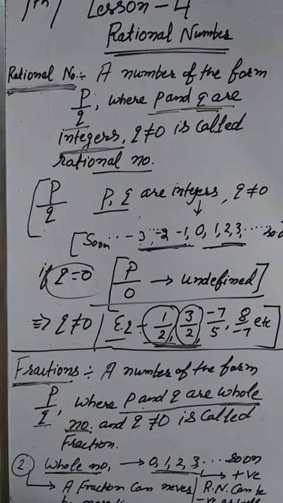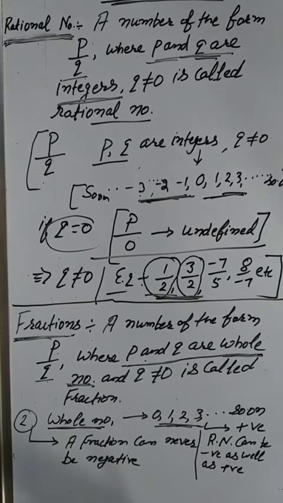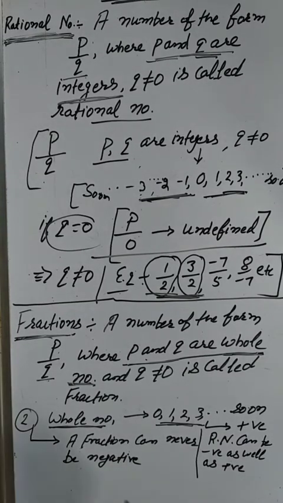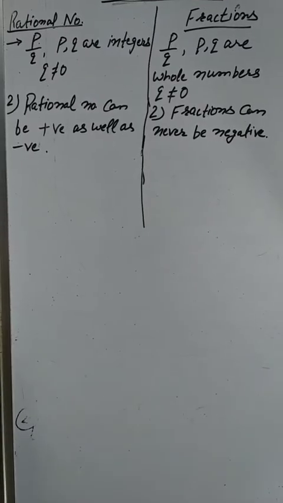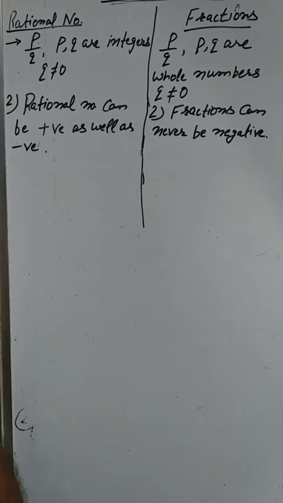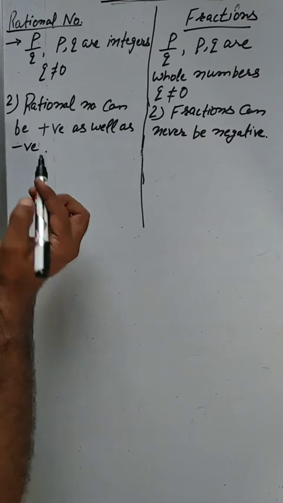Understood beta? Whole numbers are 0, 1, 2, 3 and so on. Okay. So all the whole numbers are positive, but integers are positive as well as negative. So it is clear that a fraction can never be negative and a rational number can be negative as well as positive. Clear beta? Understood? Yes beta. We have studied these differences between rational numbers and fractions.